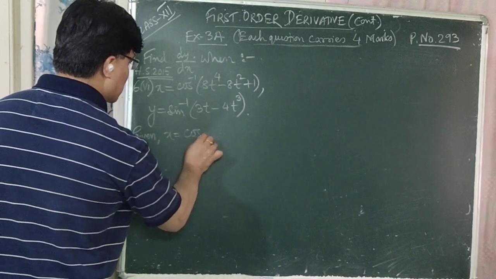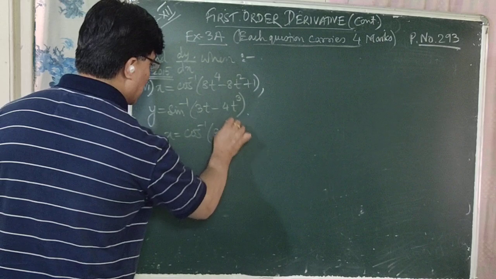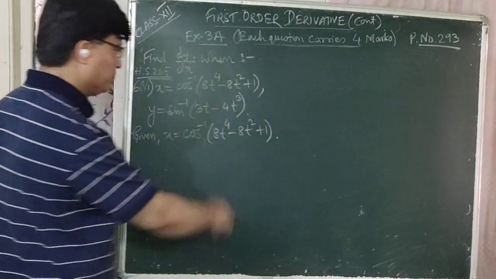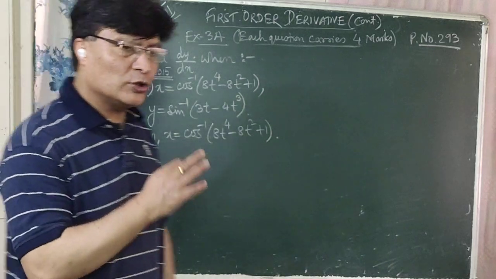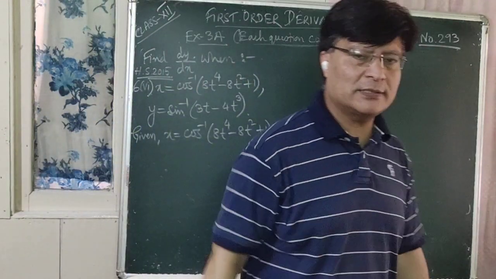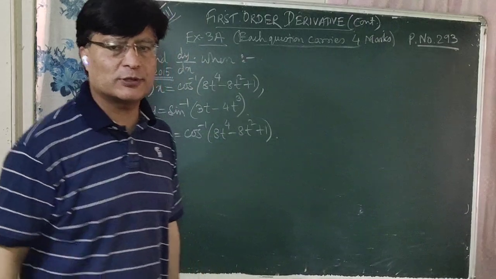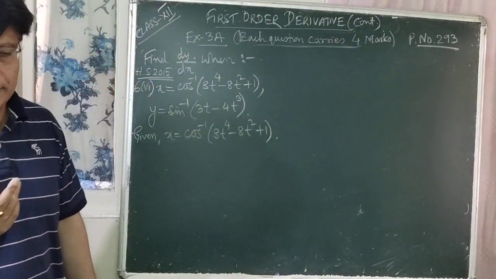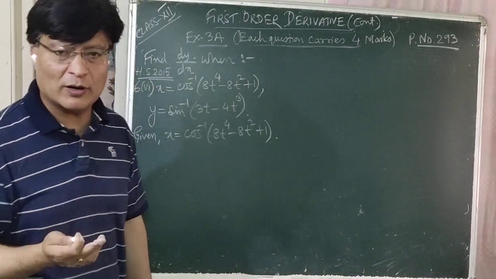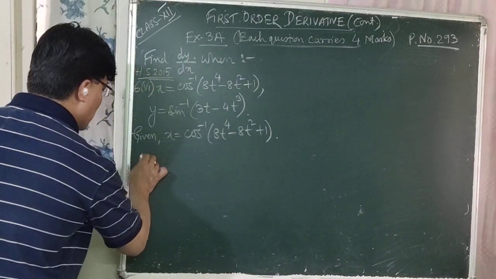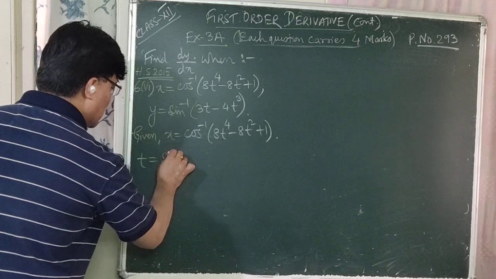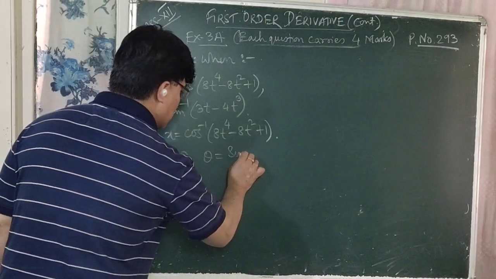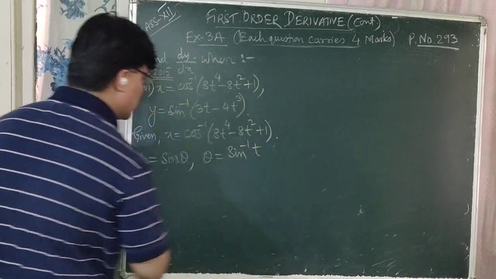x is equal to cos inverse within bracket 8t to the power 4 minus 8t square plus 1, right? So what should you put for t? That is, you should do the trigonometric substitution here. So what should you put for t? Whether it is sin theta or cos theta. You may put either sin theta or cos theta, right? So let us put t is equal to sin theta. So theta is equal to sin inverse t.